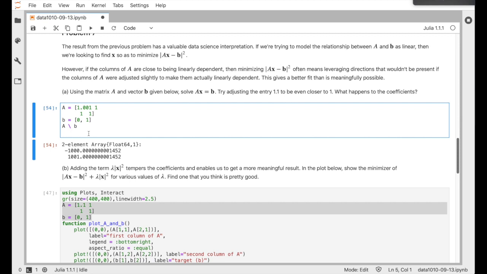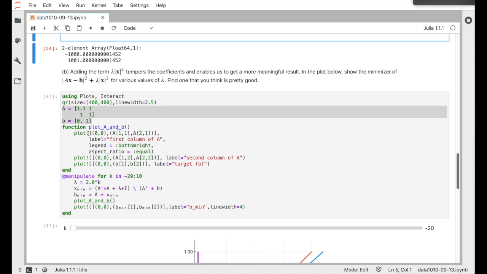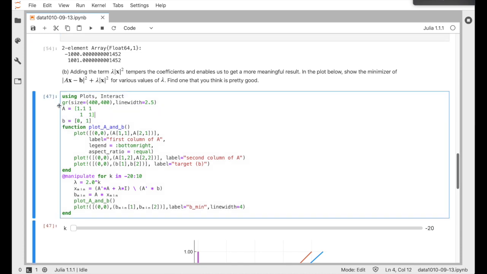And you want a way to sort of squeeze that out somehow and say, don't use all the directions of A. Just use the directions that are meaningfully represented in A. And this is a particular approach to doing that. So let's see what happens visually. So we set up our matrix A again, 1.1, 1, 1, 1, and B is 0, 1. So we're trying to, again, form a linear combination of the columns of A to match up with B.